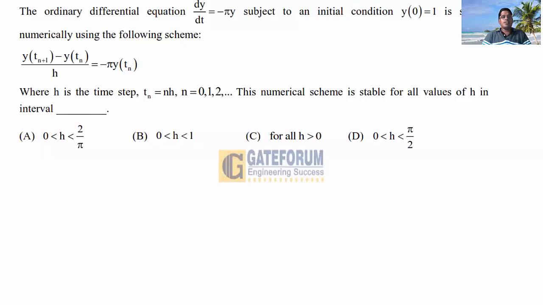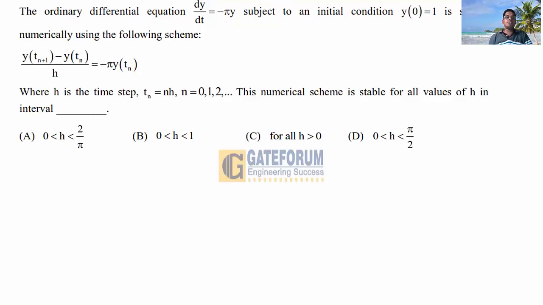The question is: the ordinary differential equation dy by dt is equal to minus 5y, subject to an initial condition y of 0 is equal to 1, is solved numerically using the following scheme: y of tn plus 1 minus y of tn, whole divided by h, is equal to minus 5 times y of tn, where h is the time step, tn is equal to nh, n is equal to 0, 1, 2, etc. This numerical scheme is stable for all values of h in the interval. Four options A, B, C, D are given.